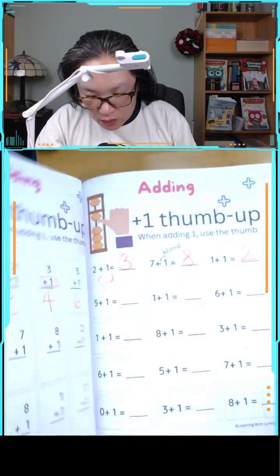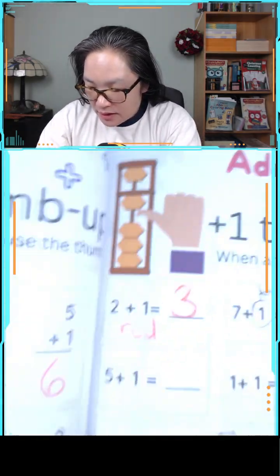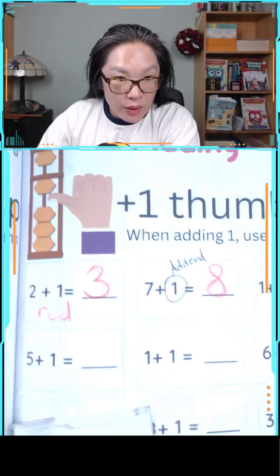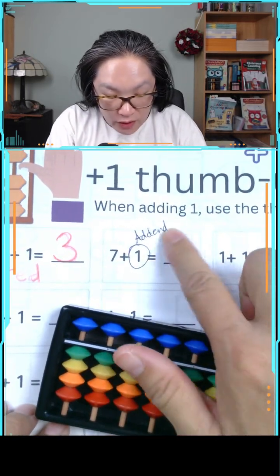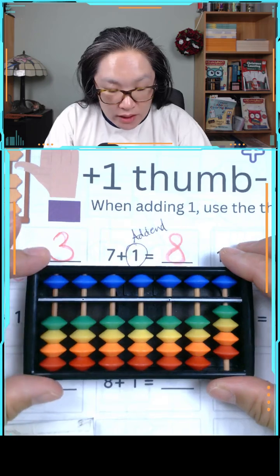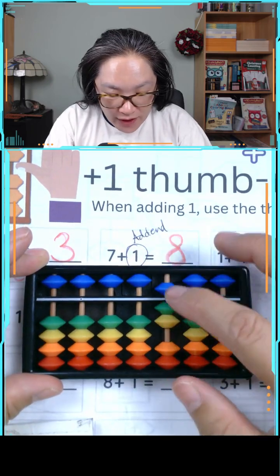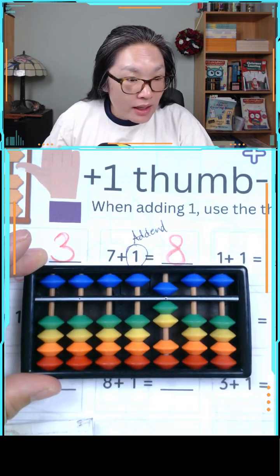In abacus world, we do not focus on the result. What we focus on is the process. Marry the process, divorce the result. Because we don't need to figure out what 8 is. That's not what we're doing. What we need to do is, can we add the 1? So if I have 7 on the abacus, 5 plus 2 is 7, and I want to add the 1, can I do it? Yes, I can do it.